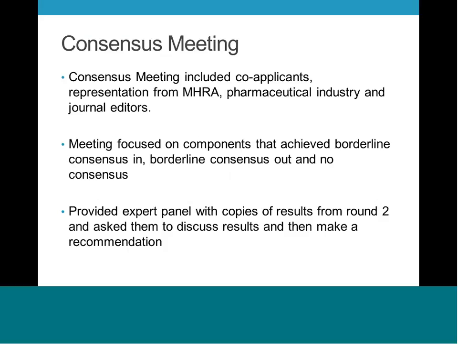The meeting focused on components that achieved borderline consensus in, borderline consensus out, and no consensus. We felt it was important to discuss borderline consensus in and out, as the figures were so close to being in or out. We felt it was important to make a decision on them following discussion. So we asked the expert panel to discuss these components. To do this, we provided the expert panel with copies of results from round 2 and asked them to discuss the results and then make a recommendation.